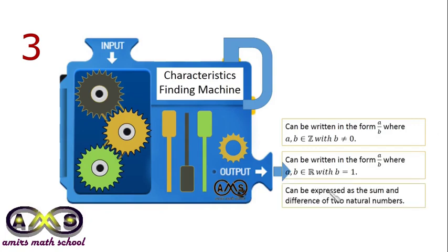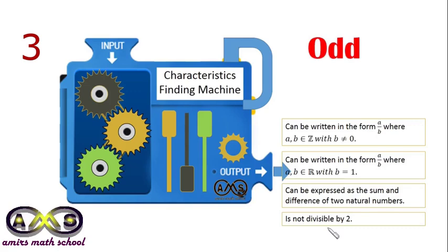That is, the given number can be written in fraction form where the denominator is equal to 1. Again, it can be expressed as a sum and difference of two natural numbers. With these two conditions, that is, it can be written in the form a by b with b equal to 1, and it can be expressed as a sum and difference of two natural numbers, we can say that the given number is an integer. Again, the given number is not divisible by 2.